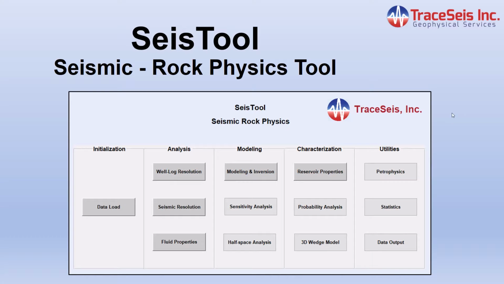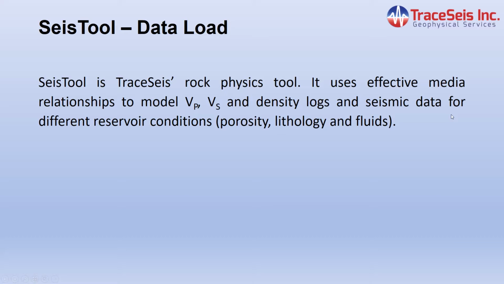This is the tutorial on how to load data into SeisTool. SeisTool is TraceSeis' rock physics tool. It uses effective media relationships to model P-wave velocity, S-wave velocity, and density logs and seismic data for different reservoir conditions. That is, we will be able to modify porosity, lithology, and pore fluids, and reconstruct P-wave velocity, S-wave velocity, and density logs as if they had been acquired under the modified condition.